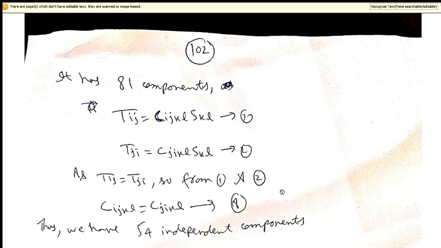Now as it has order 4, its total number of components will be 81. Now we will see how many are independent.